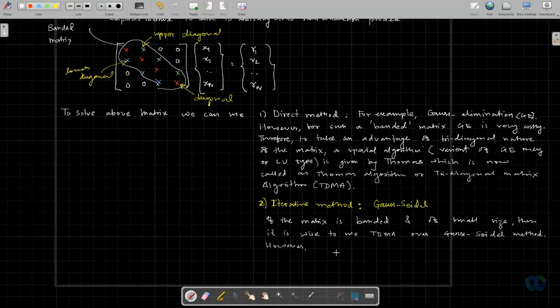However, in the more general case, software like Fluent all use the implicit Gauss-Seidel method, or what we call the line by line Gauss-Seidel method.